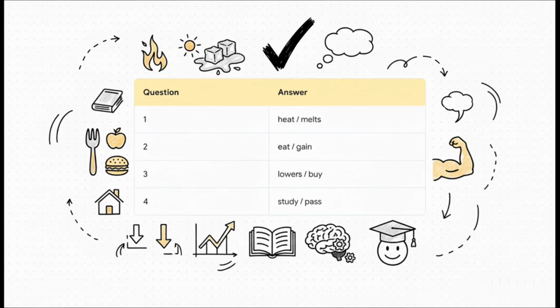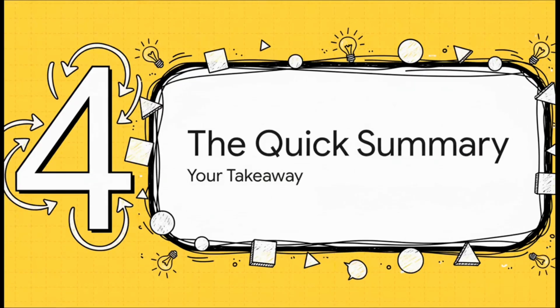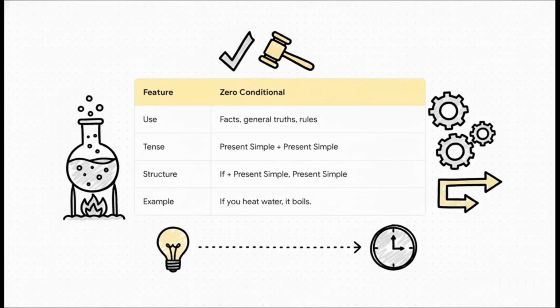Awesome job. Okay, let's pull all of this together into one final, quick summary. If there's one thing you screenshot or write down, this is it. This is your takeaway. So here's the whole shebang on one slide. What's it for? Facts, general truths, and rules. What tense do you use? Always present simple, for both parts. What's the structure? If plus present simple, comma, present simple. And the one example to burn into your brain, if you heat water, it boils.